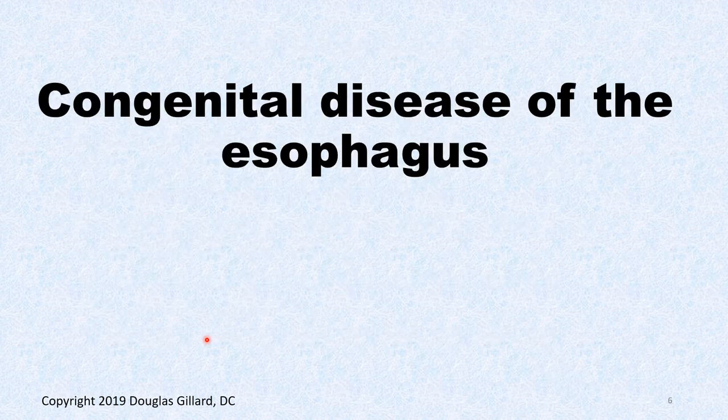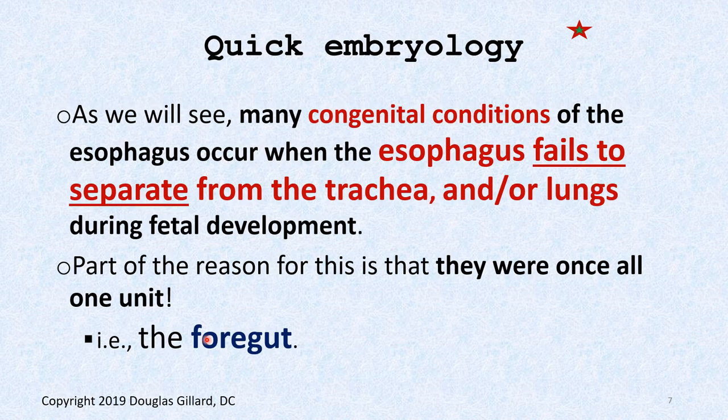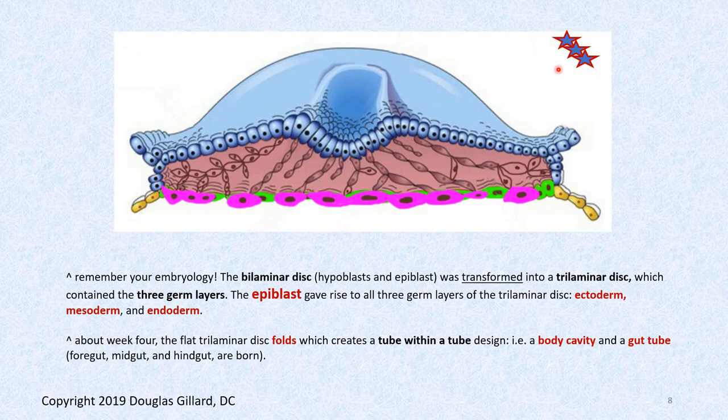Now let's talk about the actual diseases of the esophagus. We'll start with congenital diseases. I have to fall down a little rabbit hole and talk about some embryology. Many congenital conditions of the esophagus occur when the esophagus fails to separate from the trachea or lungs during fetal development, i.e. the foregut. I know you've probably forgotten all about that, so just a quick review.